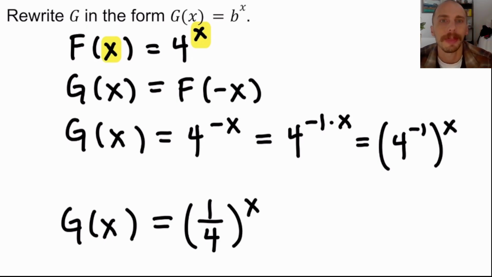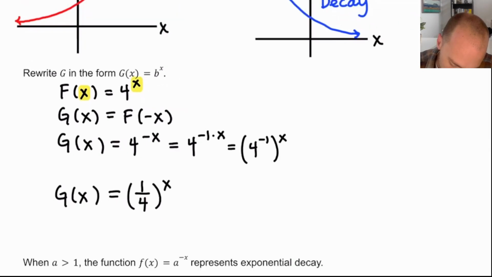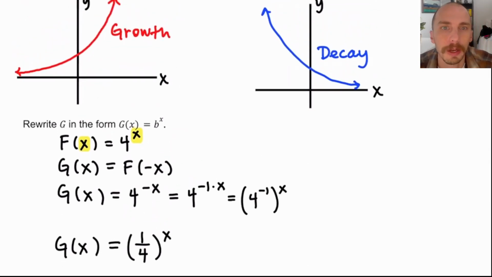And that was what we had described last time as exponential decay, when our common ratio, the number that was getting raised to the xth power, when that was between 0 and 1, we were going to be seeing exponential decay, and that's what we're seeing right here. So that's confirming what I thought was happening with the graph.